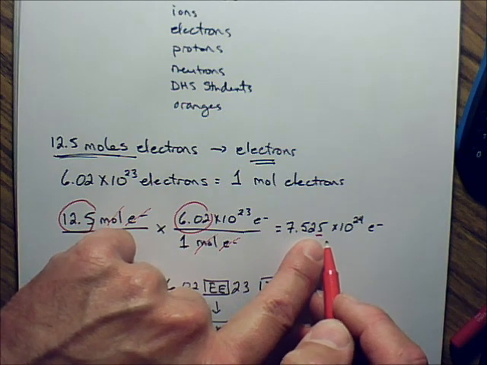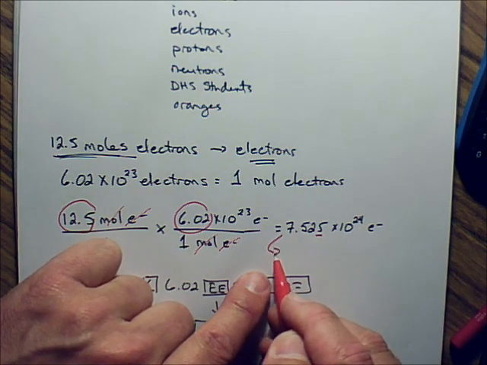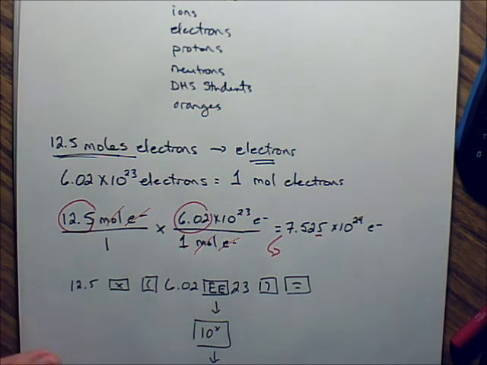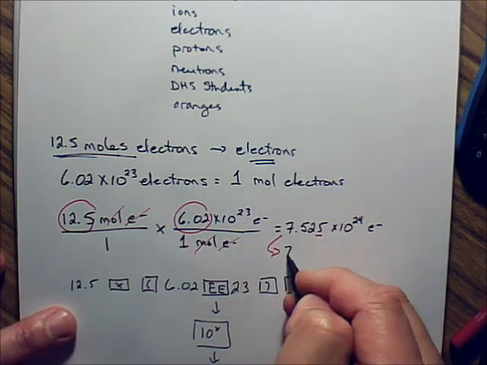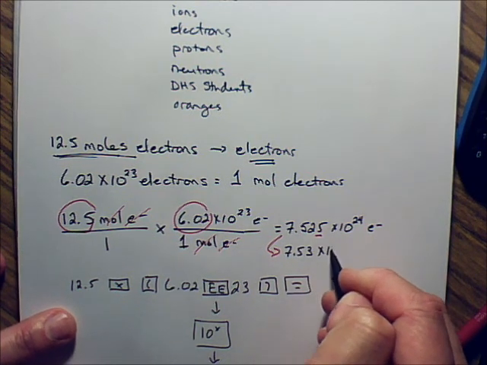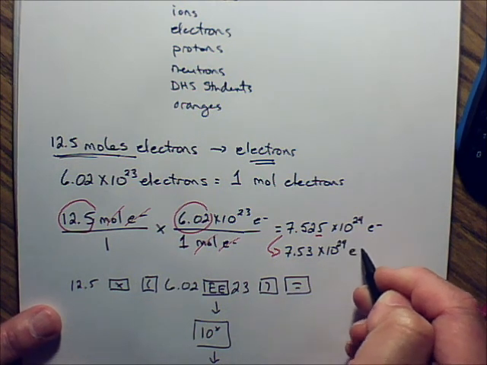Underline the last digit then, because that will give me the 3 that are remaining. Draw an arrow, and then it becomes 7.53 times 10 to the 24th. You can't leave that off. That's the order of magnitude electrons.